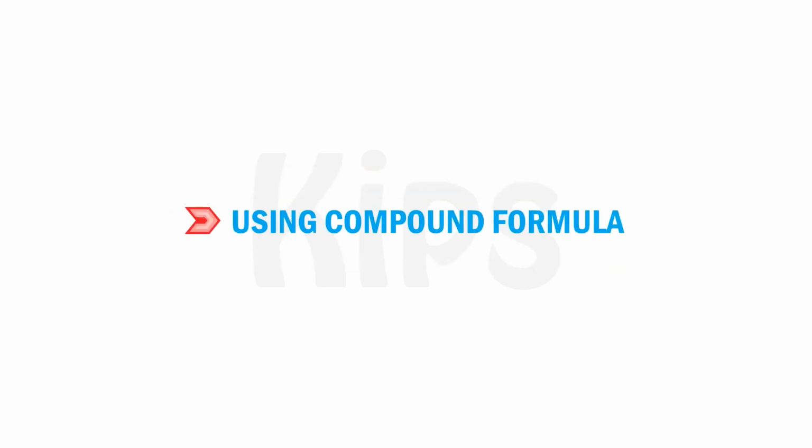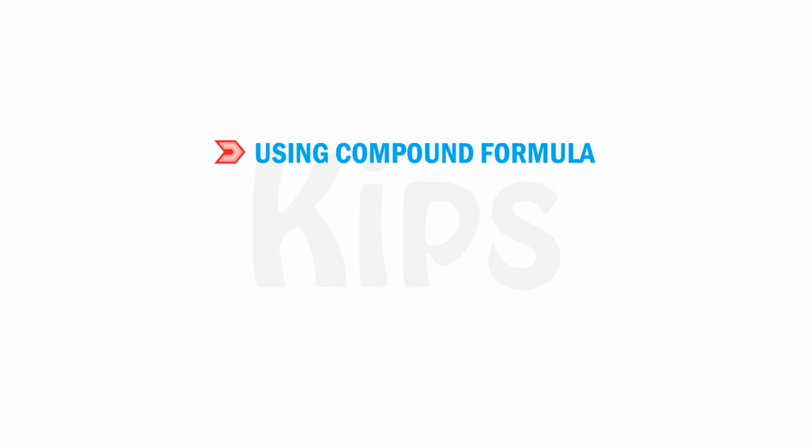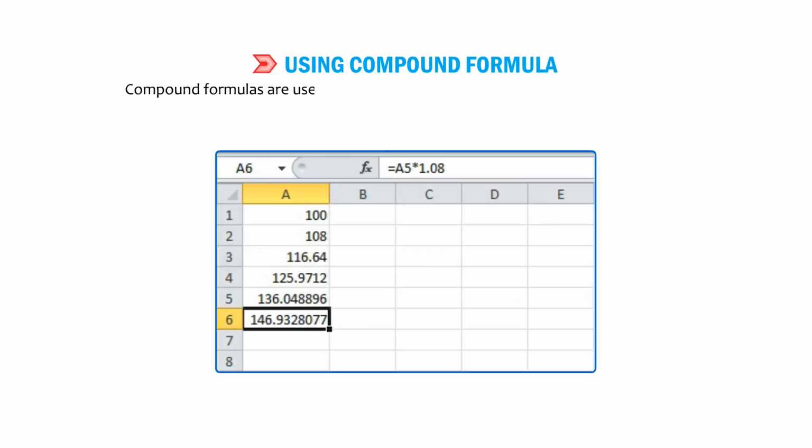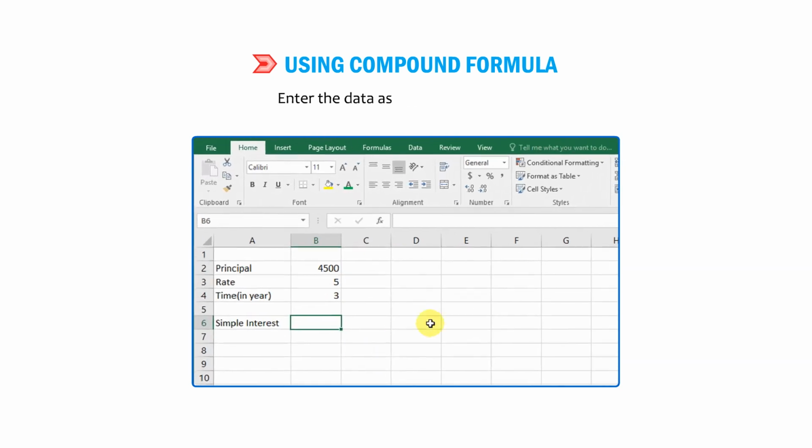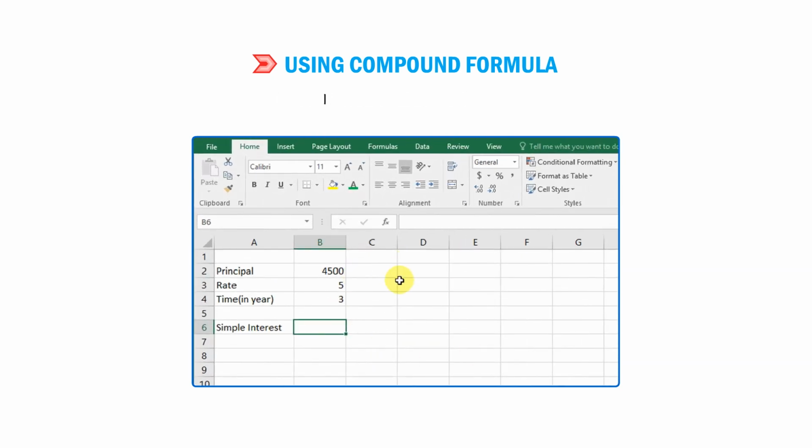Now let me tell you how to use a compound formula. Compound formulas are used when more than one operator is required to perform a calculation. Let us use it to calculate the simple interest by using the formula P into R into T divided by 100. Enter the data as shown in the figure. Follow the given steps. Click on the cell B6 and type equal to. Click on the cell B2.